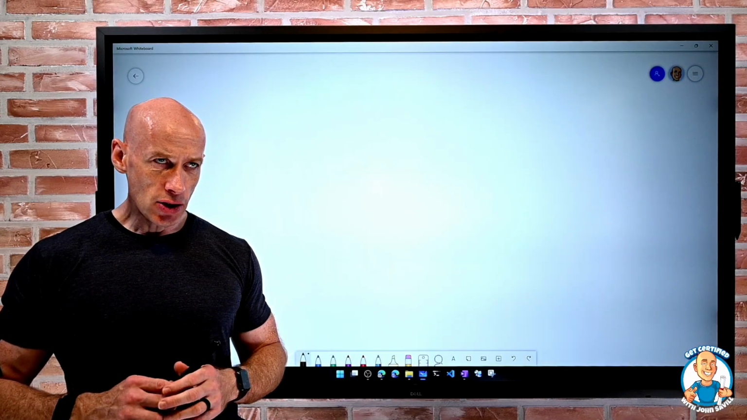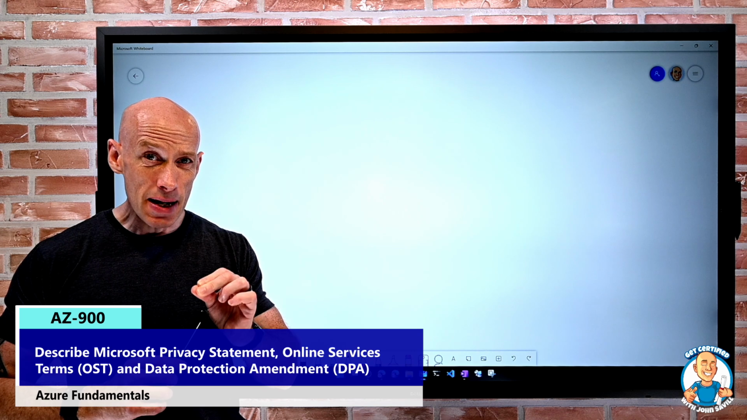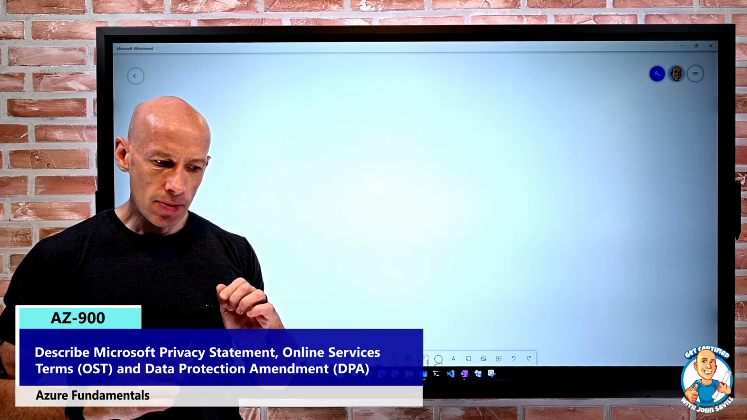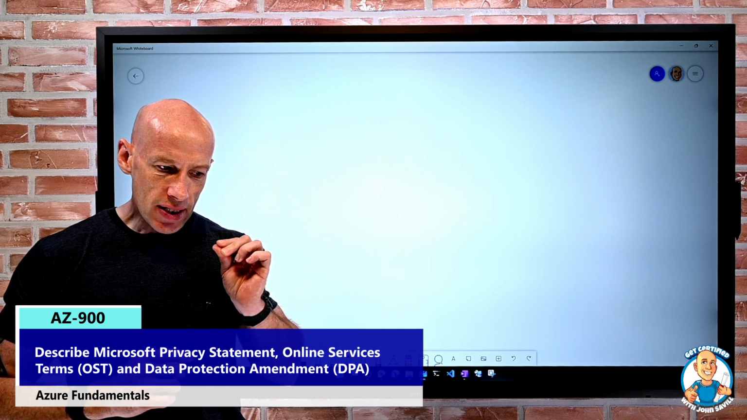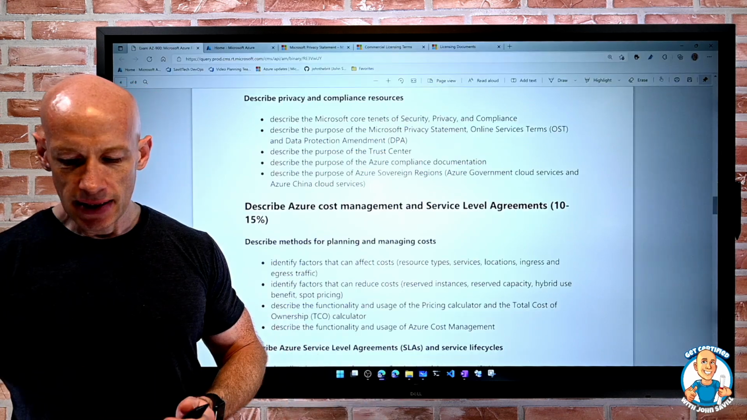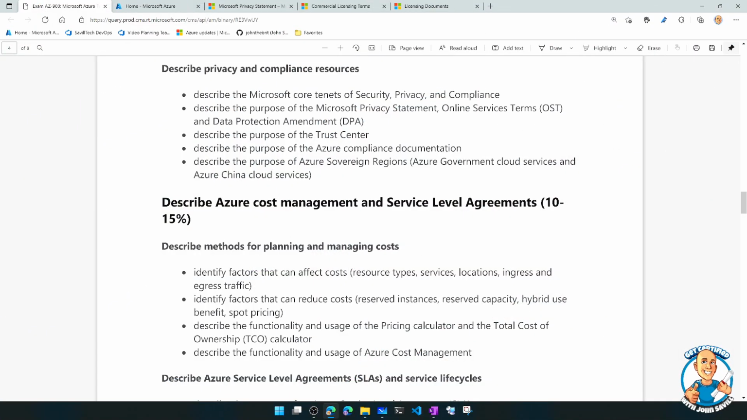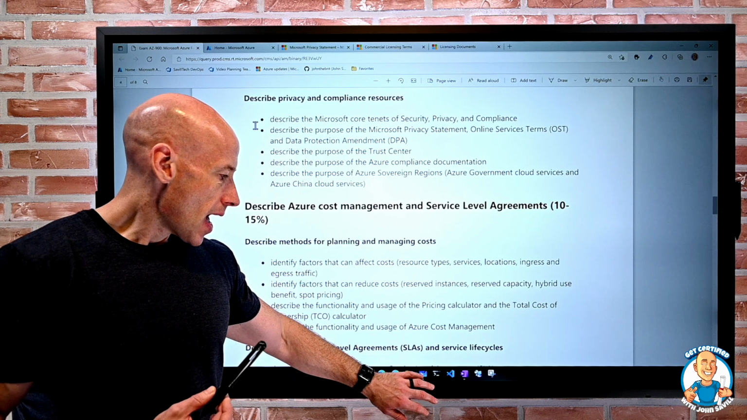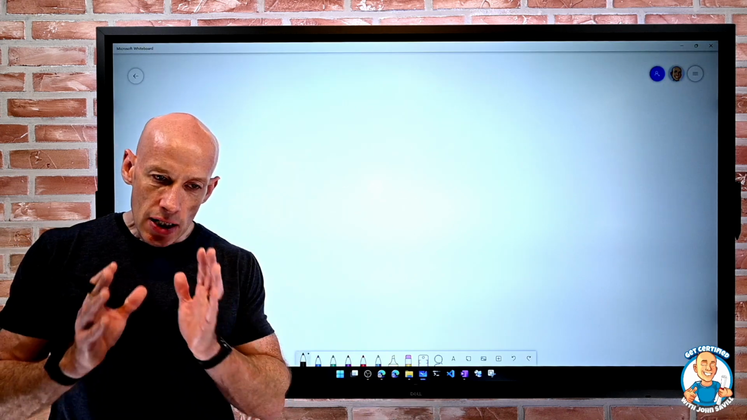In this lesson, we're going to describe the Microsoft Privacy Statement, the Online Services Terms, or OST, and the Data Protection Addendum, the DPA. If we look at the skills assessed for AZ-900, we're now looking at this idea about describing the privacy and compliance resources, and then we're diving into these particular elements. We're going to combine some of these together, maybe change the order slightly, but we'll cover all of these key types of resource. And these are basically three documents.